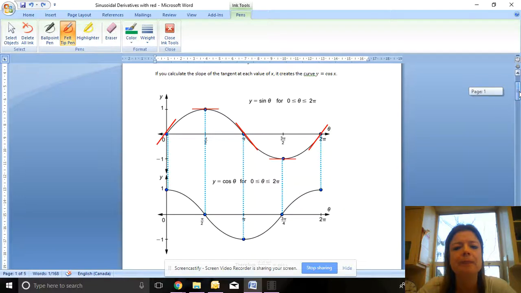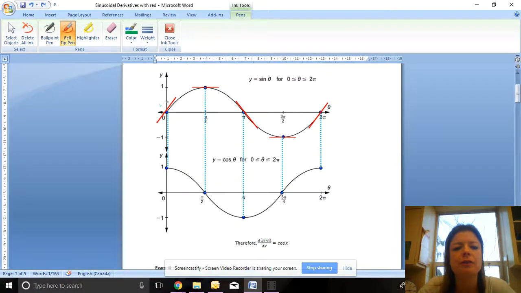Okay, so you should have here the graph of sine. And underneath it, I put the graph of cosine, because the derivative of the sine curve is actually cosine, but I'm going to explain why. If you want, you can pause the video and copy what I've done here with these red tangents, as well as these blue dotted lines. What I'm showing you here is that the slope of the tangent at each point along a sine curve corresponds to the y value of the cosine curve at the same point.